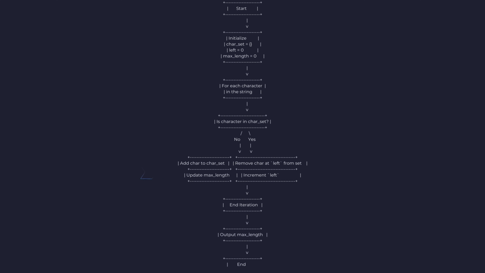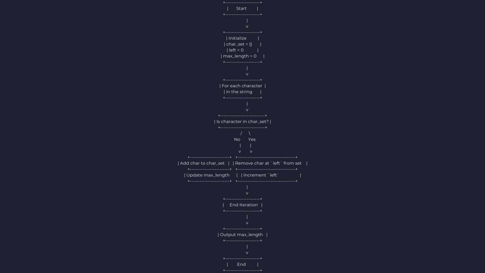6. If yes, character is in charset. Remove character at left from set. If the character is already in the charset, it indicates a duplicate. We need to adjust the window by removing characters starting from the left pointer from the set until the duplicate character is removed. Increment left. We increment the left pointer by 1 to shrink the window from the left side. This continues until there are no duplicates in the window.